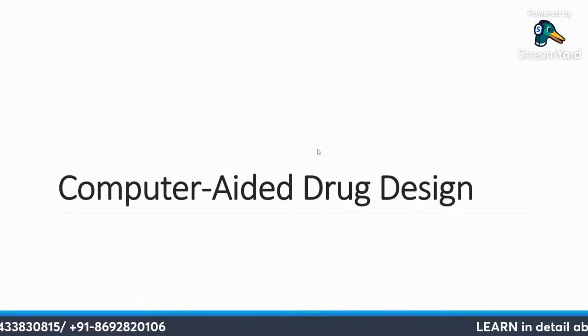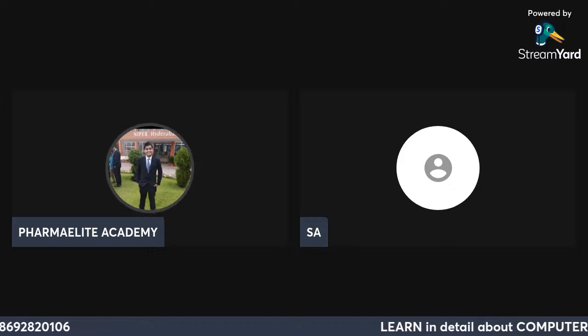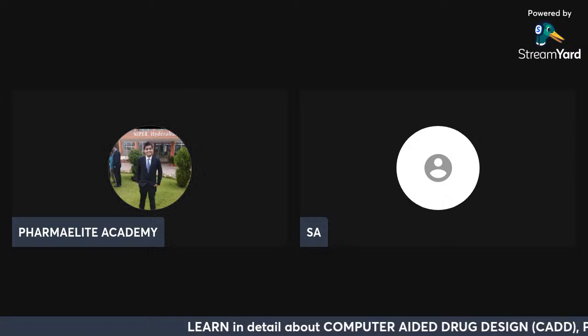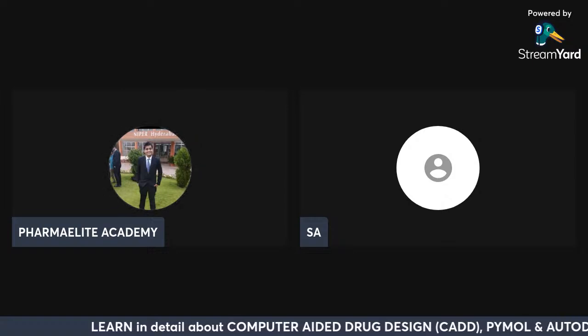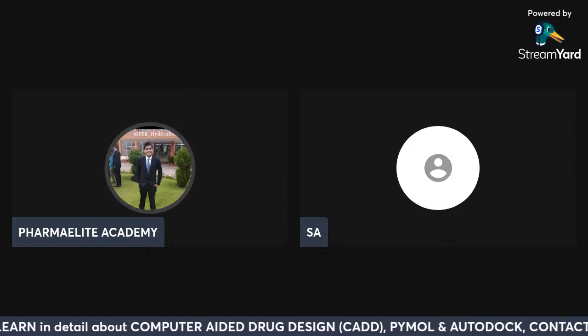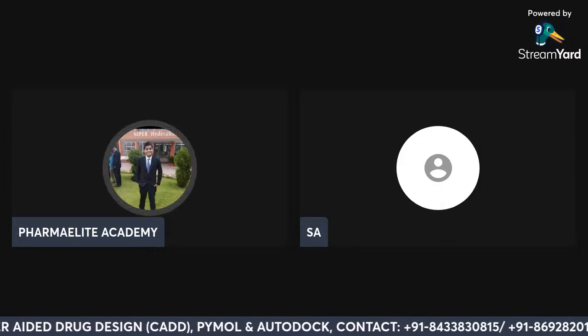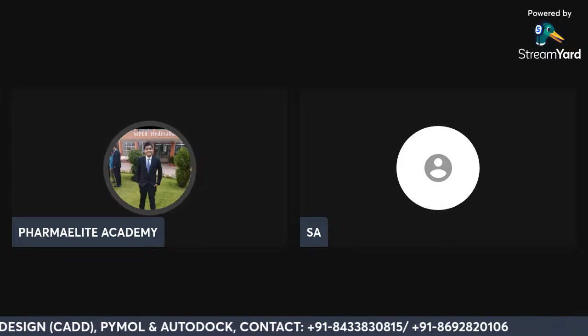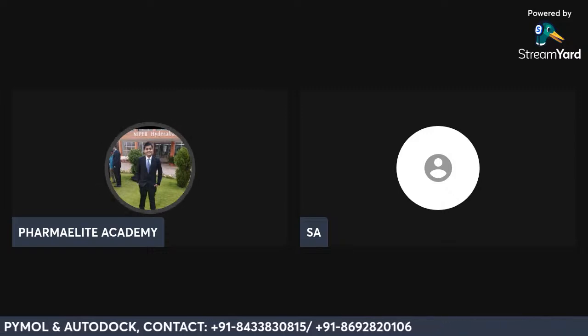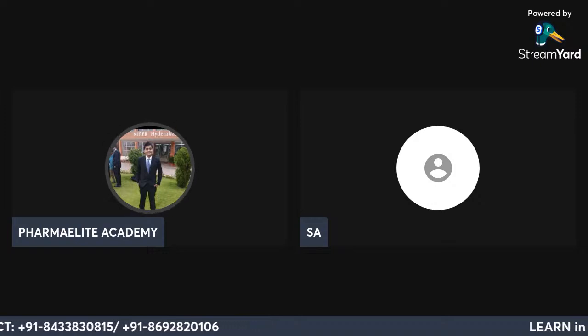So, what is basically Pymol? Just a brief about that, maybe a brief about Autodoc, how both of that things work. Most important thing, what is the application of computer aided drug designing or Pymol or Autodoc in our pharmaceutical industry? I hope all the BPharm students are already aware about the fact that our syllabus now officially has computer aided drug designing as a part of semester 8 syllabus.